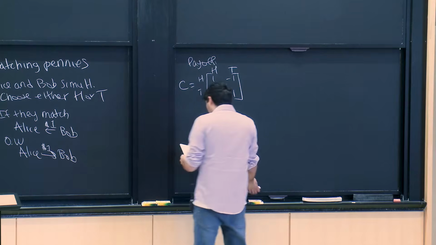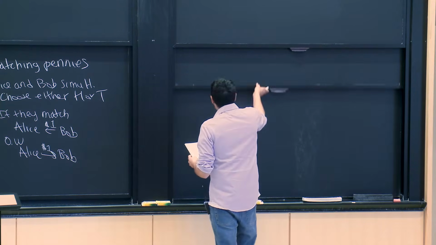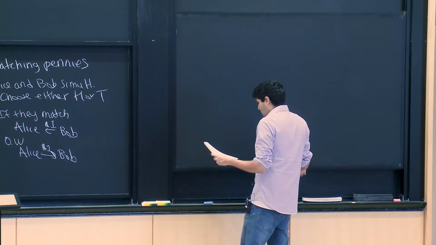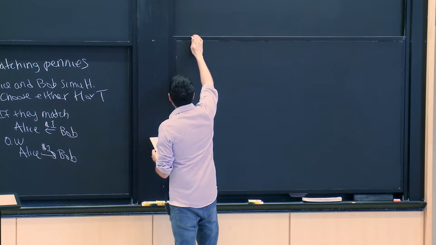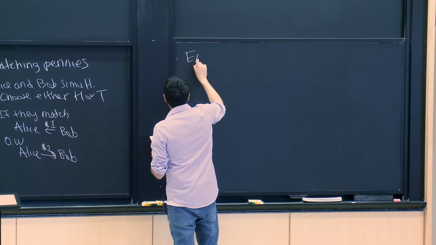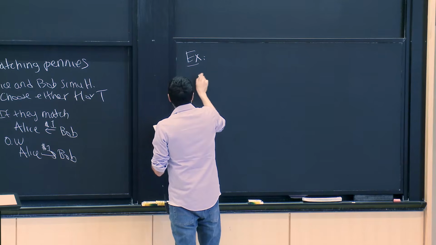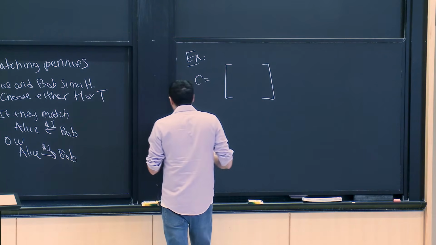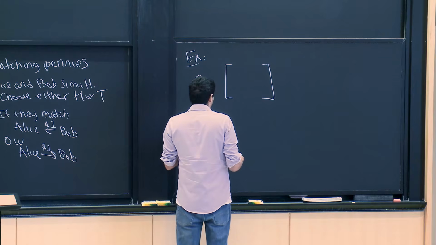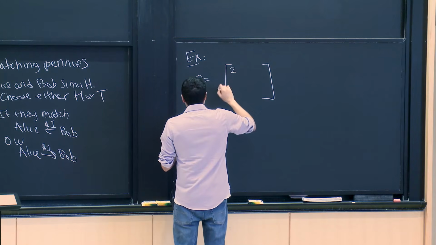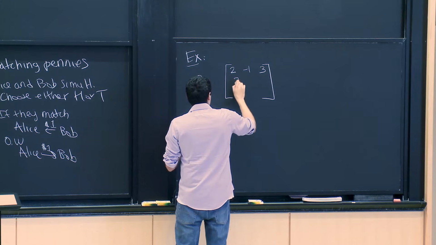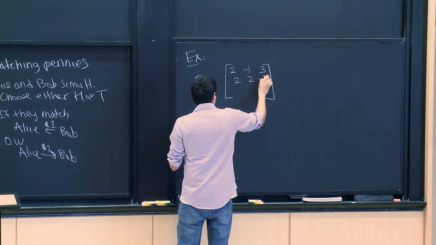So let's do a more interesting example. And we'll come back to this example later on once we've developed the theory. So let me just write down the payoff matrix. Let's say our payoff matrix C is a 3 by 3 matrix. So Alice and Bob each have 3 different strategies. But now the game won't be symmetric in such an obvious way. So the payoffs are going to look like this.